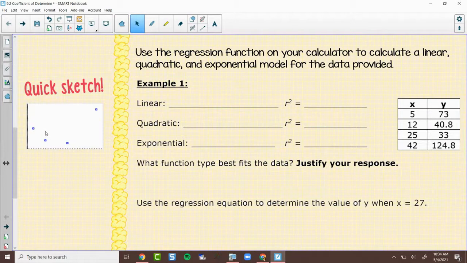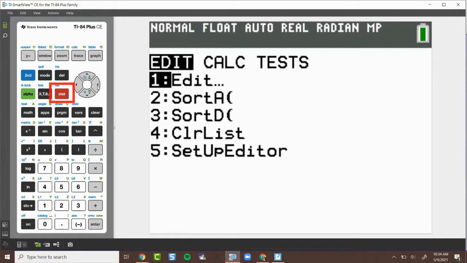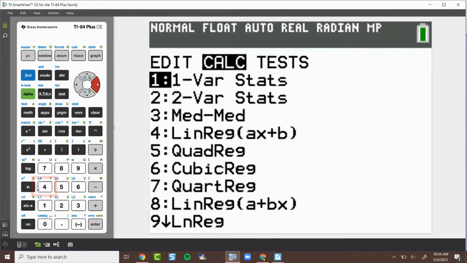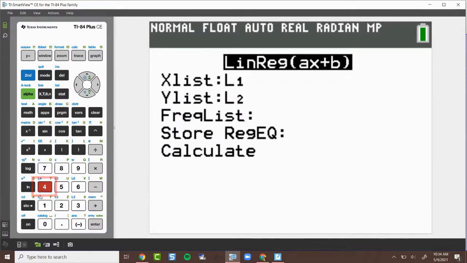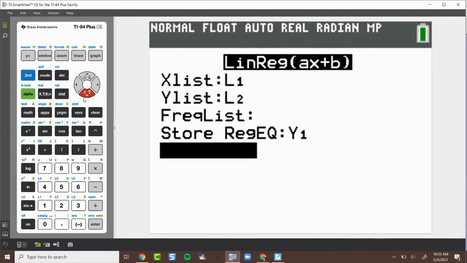So what we are going to do is find all 3 types, and we're going to compare this r squared to help us decide which one is actually the best. So hit second Stat, go over to Calculate, and let's choose option 4, Linear Regression. So list 1, list 2. If you'd like to store it like we did the last time, you can hit Alpha, and then the trace option, option 1. Just be sure you always hit Calculate.